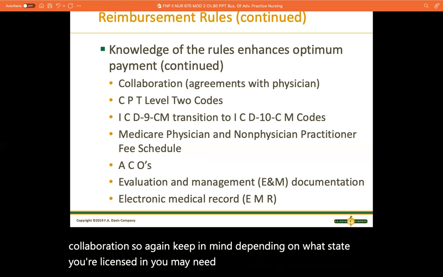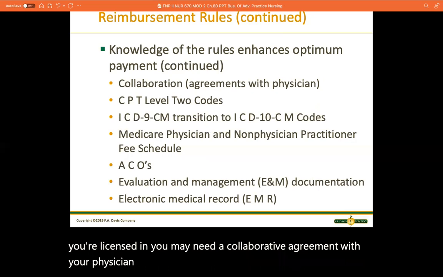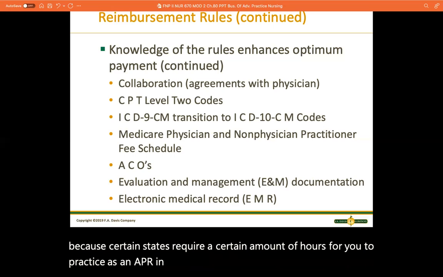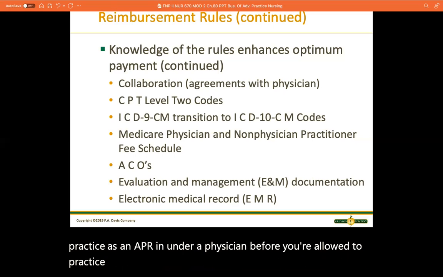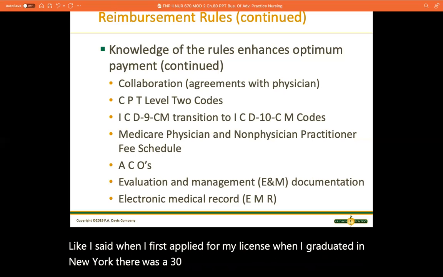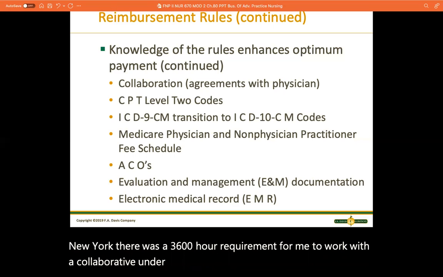collaborative agreement with your physician, with a cooperating physician, in order to practice, because certain states require a certain amount of hours for you to practice as an APRN under a physician before you're allowed to practice independently. Like I said, when I first applied for my license, when I graduated in New York, there was a 3,600 hour requirement for me to work under a collaborative agreement with a physician before I'm allowed to practice independently.